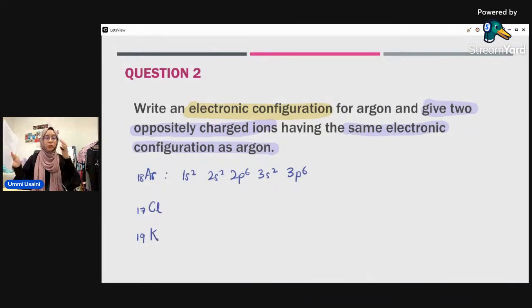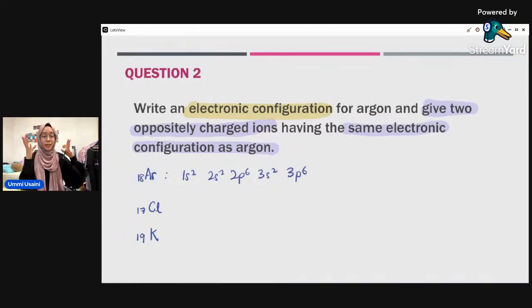But then how do we ensure that they have the same electronic configuration? Bermaksud Cl ni kita kena make sure yang dia punya elektron kena jadi 18. Okay, initially kalau kita tengok chlorine atom ni, ini adalah chlorine atom je, sebab there's no charge. So this is atom. So with 17 proton, maksud dia ada 17 electron. Meanwhile kalau potassium pula, kalau dia neutral macam ni, so with 19 proton, meaning dia ada 19 electron juga.